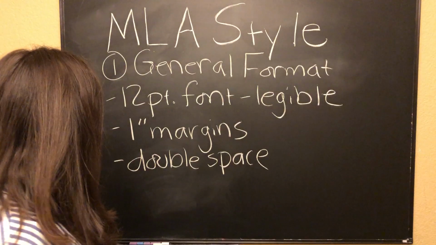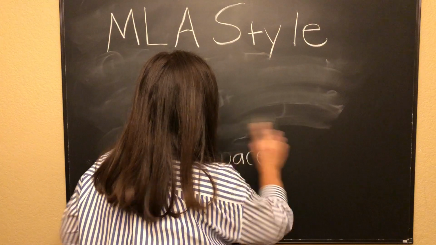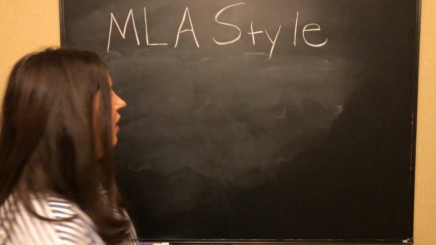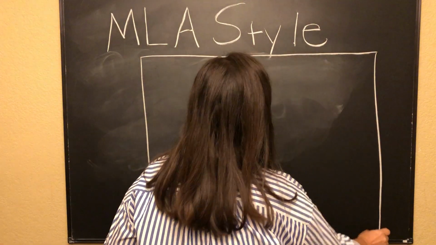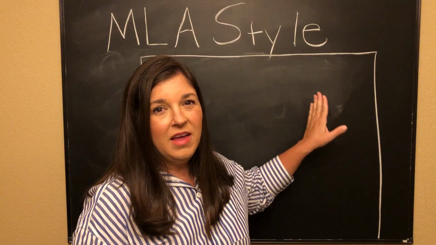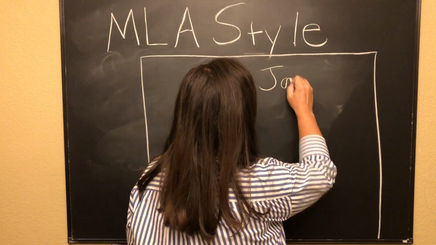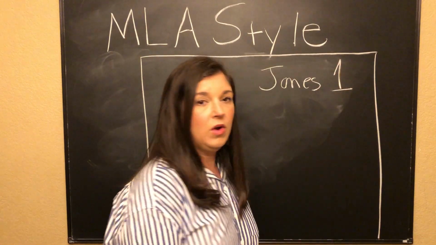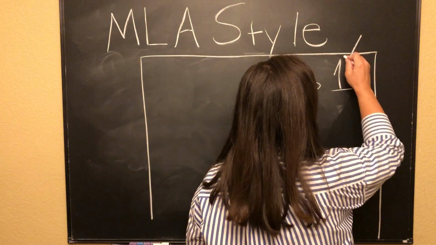I want to talk to you next about your page numbers and your header. When you go to type your paper in MLA format, the top will look something like this. In the upper right-hand corner, you will have your last name and the page number. For example, yours might say Jones, page 1. Yes, you will start your numbering on the first page. Now be sure that you insert this into a header.